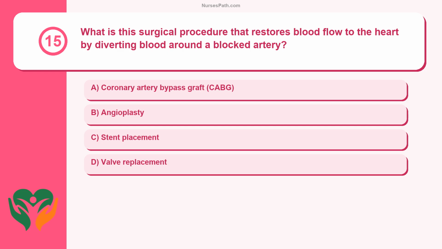Question 15. What is the surgical procedure that restores blood flow to the heart by diverting blood around a blocked artery? Coronary artery bypass graft, CABG. Angioplasty. Stent placement. Valve replacement.